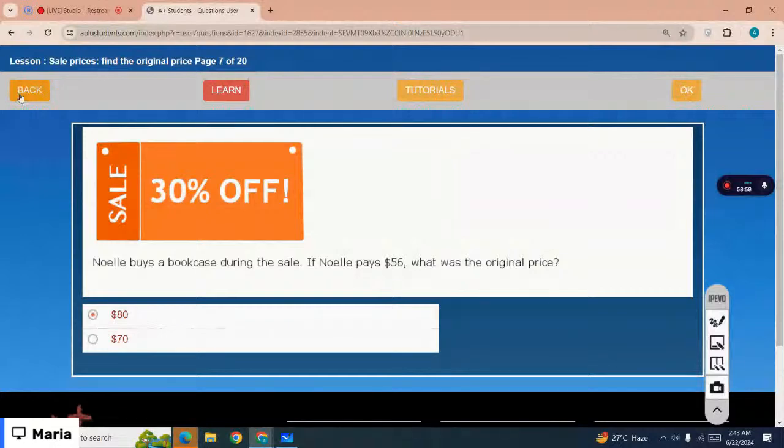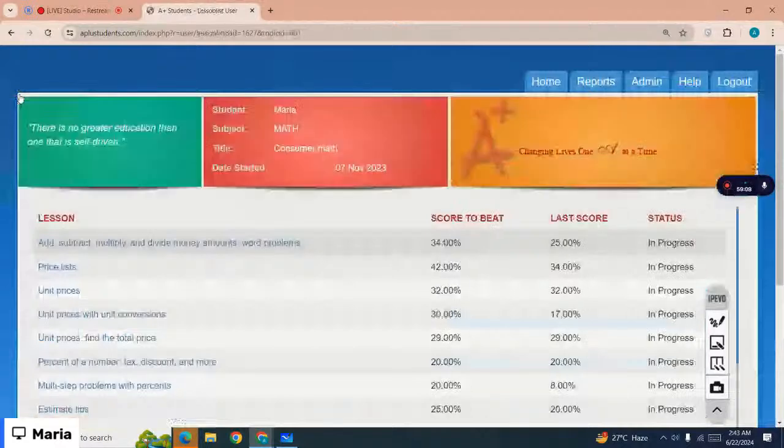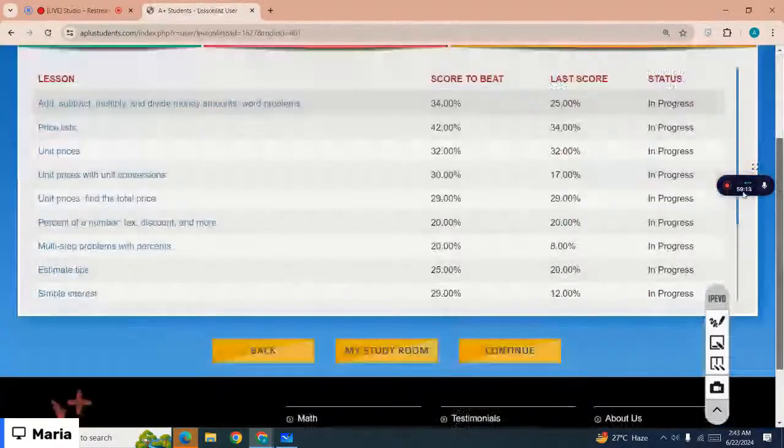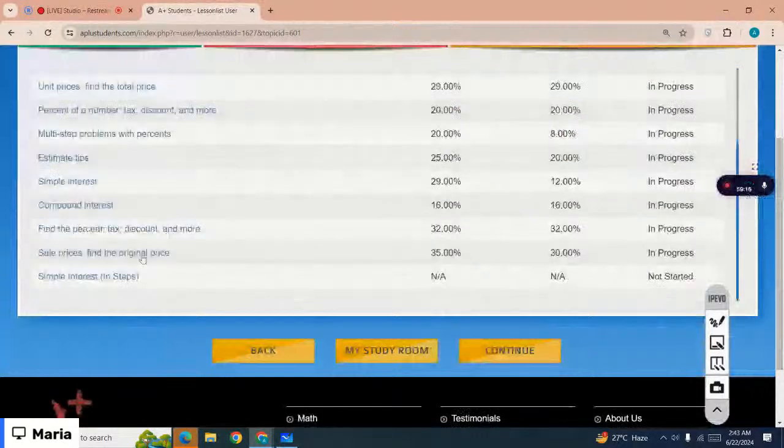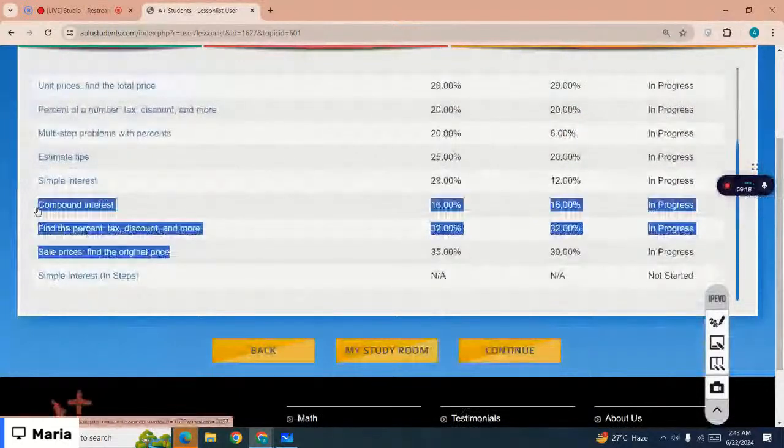Okay, you can complete the lesson by yourself later today. So we were working on grade 7 math. The chapter we were working on is consumer math. The lessons we have covered today are compound interest, find the percent tax discount and more, sales prices, find the original price.